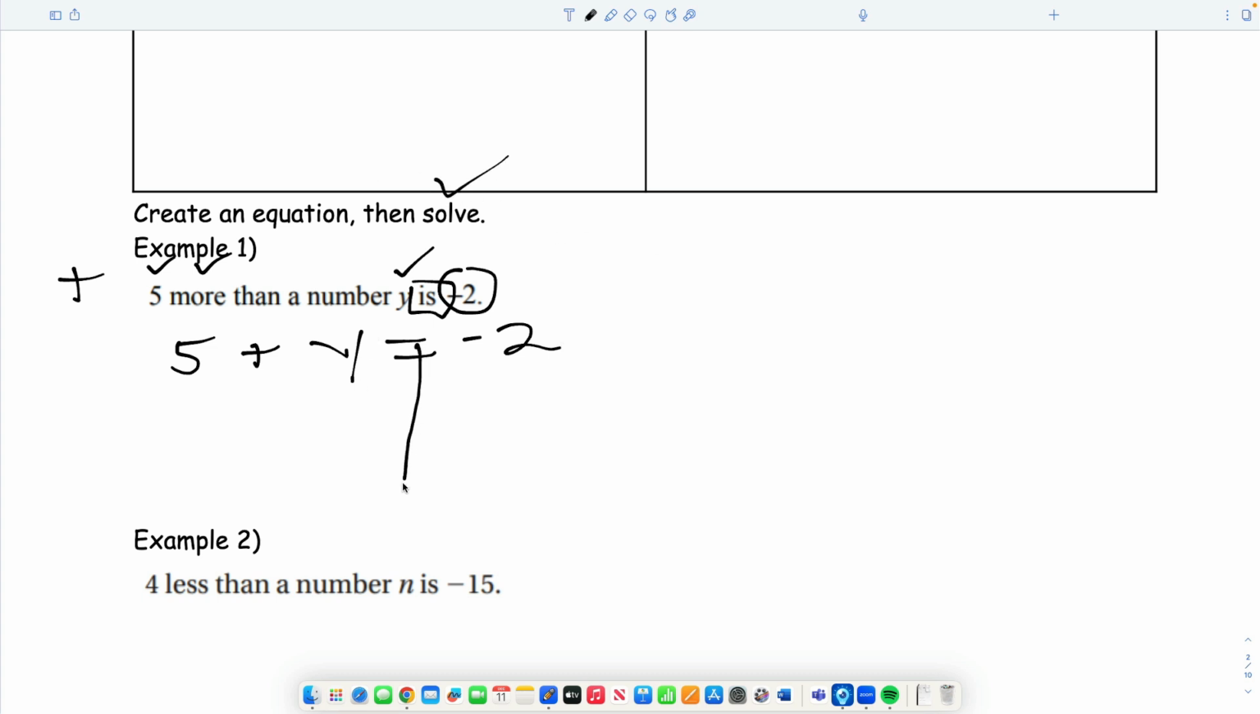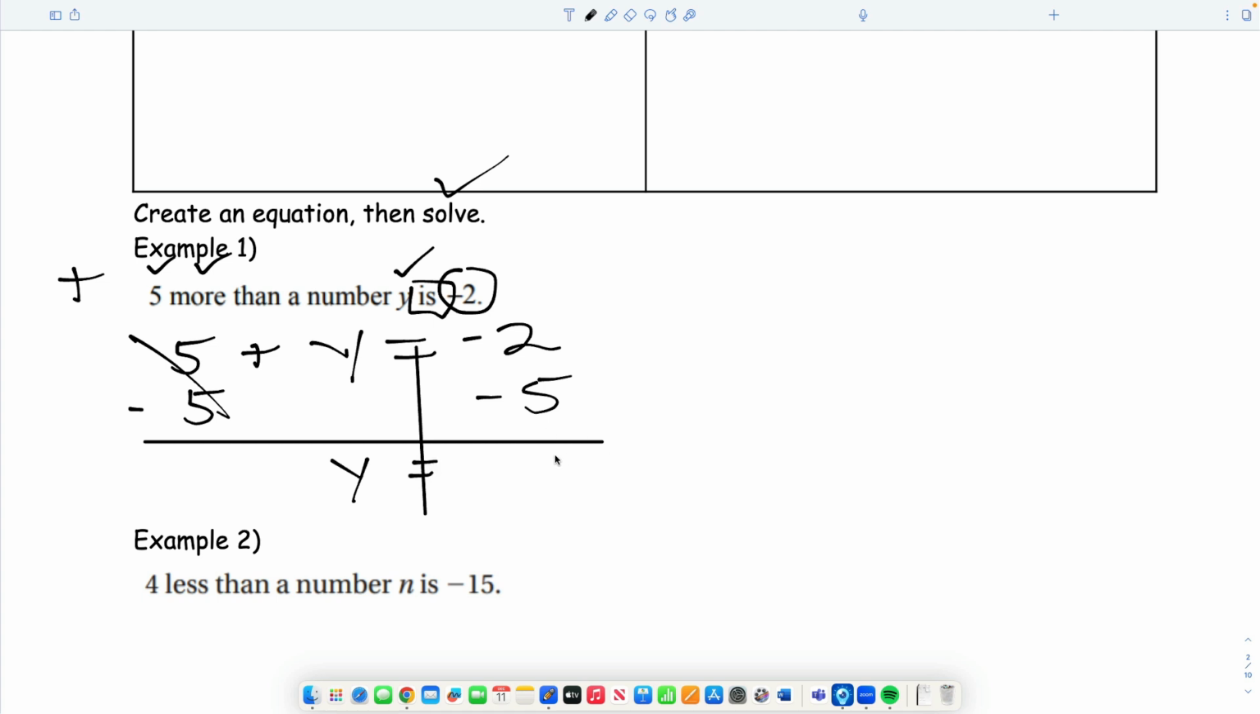Let's solve this one, Addie. What do you do? So you would cross out 5. How do I cross it out? -5. Good. Because it's inverse. And then you would add 2 plus 5 because they're both negative, so they combine. So it would be y equals -7. You got it. You just solved your first equation from a word problem.